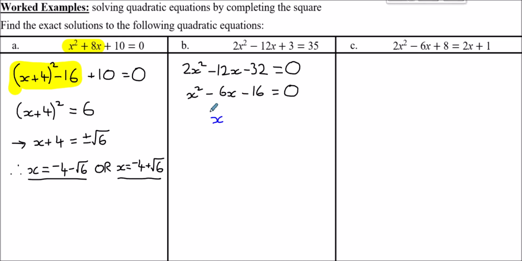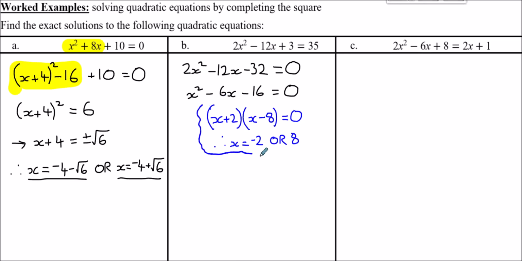So what we could have done is factorise this into a positive 2 and a negative 8 equal to 0. Then by factorising, we would have seen that x equals either minus 2 or positive 8. So I'll put this in a little thought bubble because the question doesn't allow us to do that. We need to complete the square.